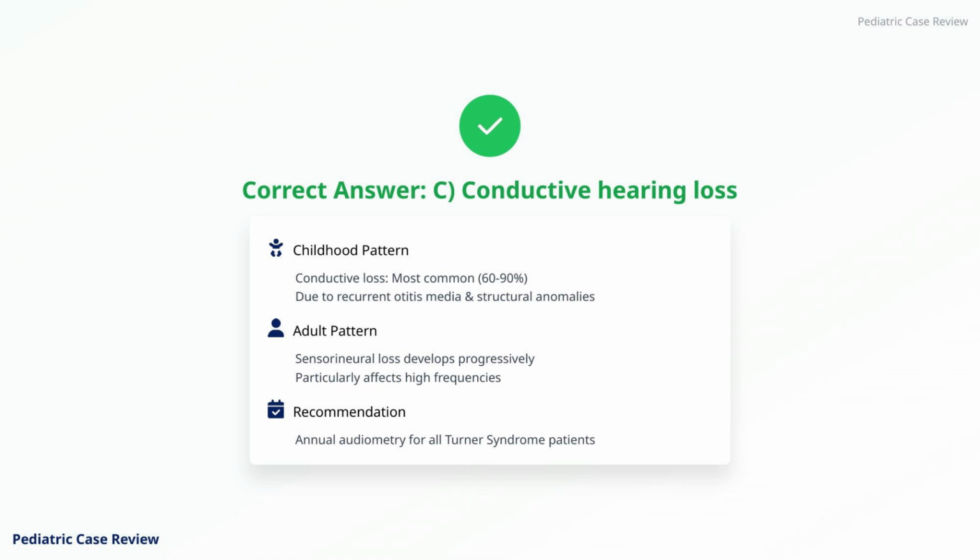Conductive hearing loss is most common in childhood, affecting 60 to 90% of patients. This results from recurrent otitis media and structural ear anomalies. However, sensorineural hearing loss develops progressively with age, particularly affecting high frequencies. Annual audiometry is recommended for all Turner syndrome patients.